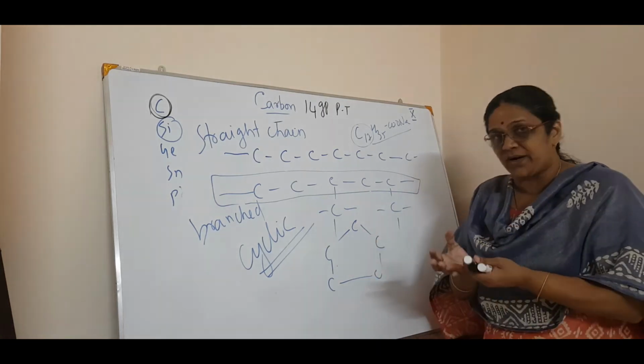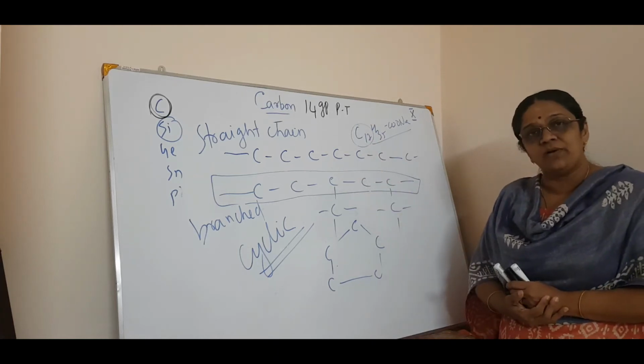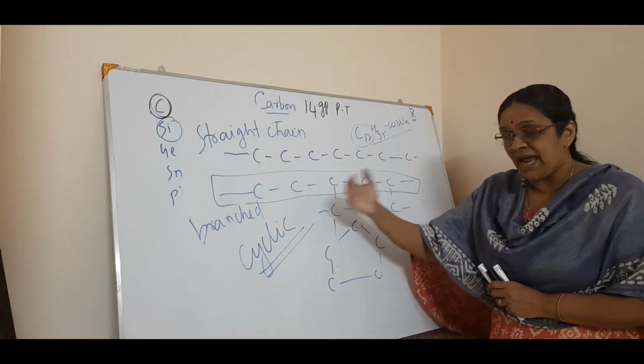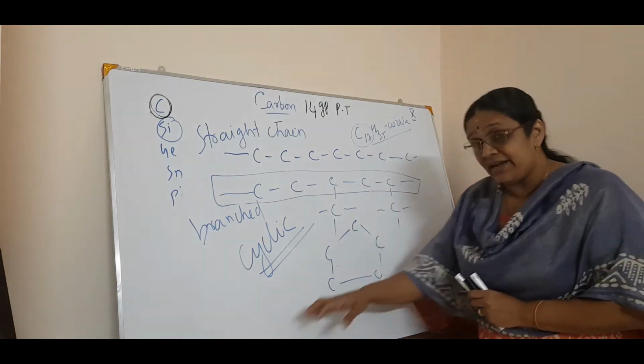That means in a closed one, that is cyclic. So carbon can form how many types of compounds? Straight chain, then branched chain or cyclic compounds. Okay, it is not ended.